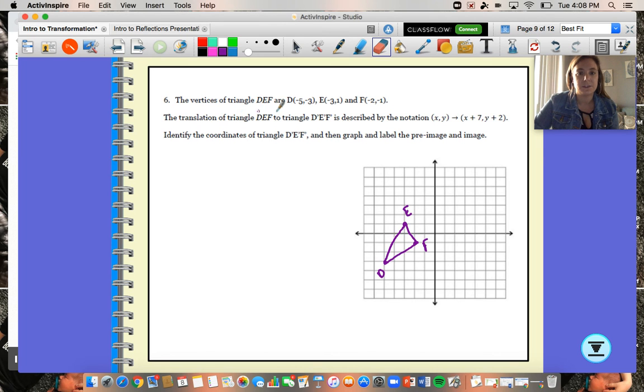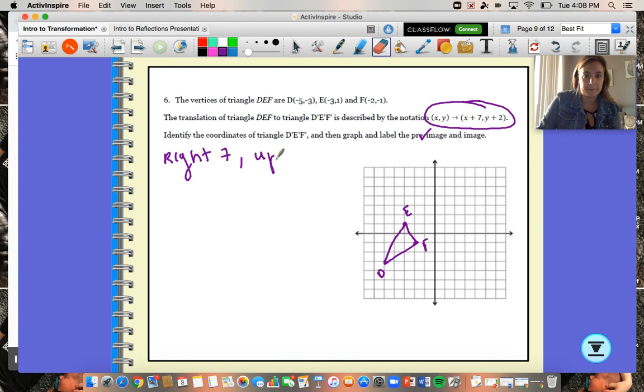The translation of the triangle is described by this notation. Identify the coordinates, then graph and label the pre-image and image. So I already did this. I graphed and labeled the pre-image. So identify the coordinates. So this means that it goes right 7 and up 2. Right? So I'm going to go right 7. 1, 2, 3, 4, 5, 6, 7.